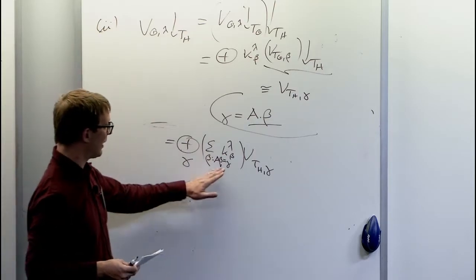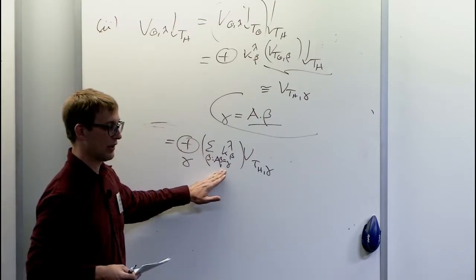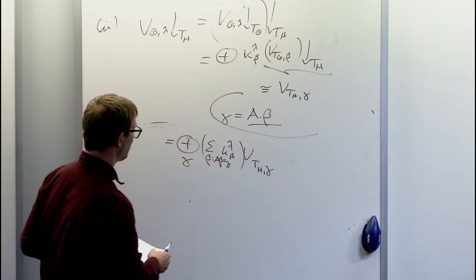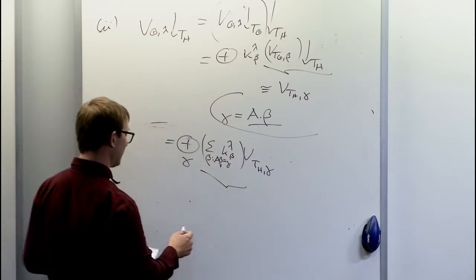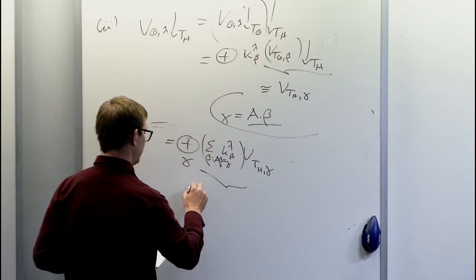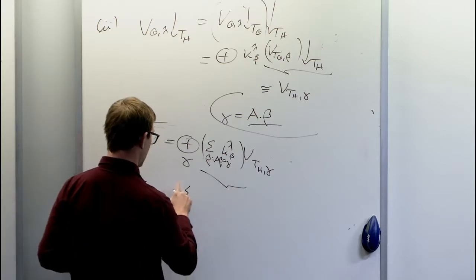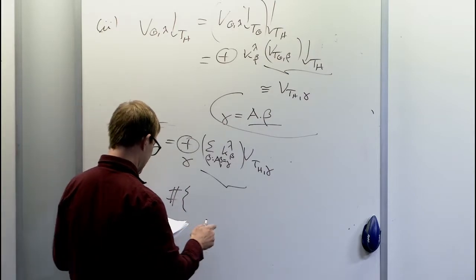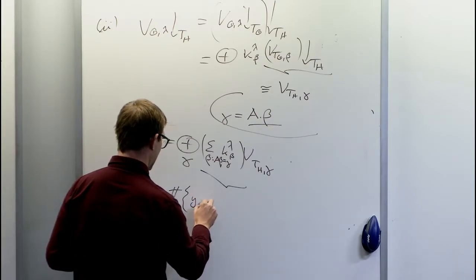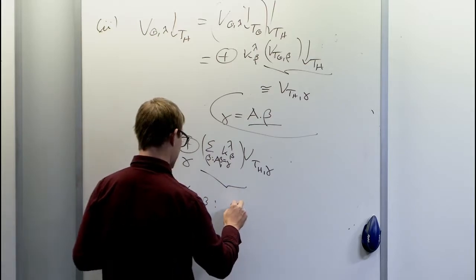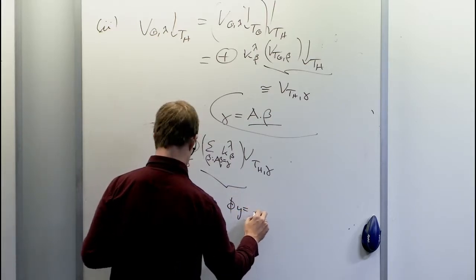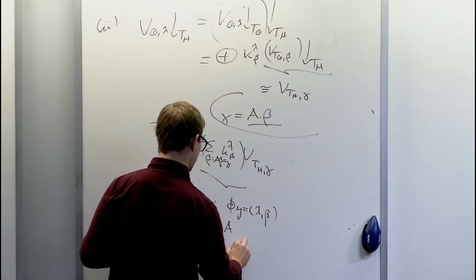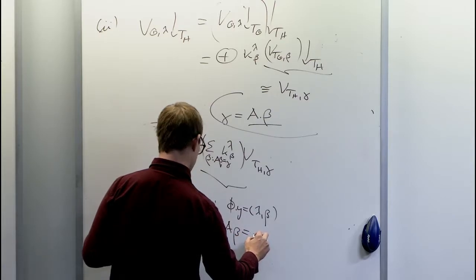Note that this is not yet a partition function, because there are exponentially many betas that I sum over. But I can write it as one partition function. One can easily show that you can write this as the number of points y and beta, such that phi of y is lambda and beta, and A of beta is equal to gamma.